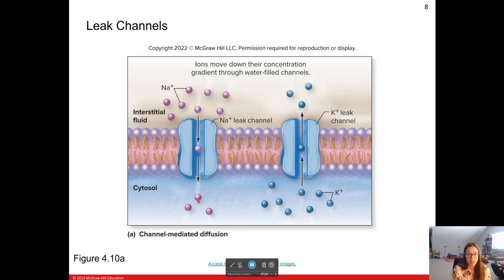So we have sodium leak channels and potassium leak channels. These leak channels are always open, and they just allow one specific type. The sodium leak channel only allows sodium through, and the potassium leak channel only allows potassium through. And it's going to allow them to move down their concentration gradient, in whichever direction that is. So if we have more sodium outside the cell, sodium will try to move into the cell. If we have more potassium inside the cell, potassium will try to move out of the cell. Remember this, we're going to come back to it.